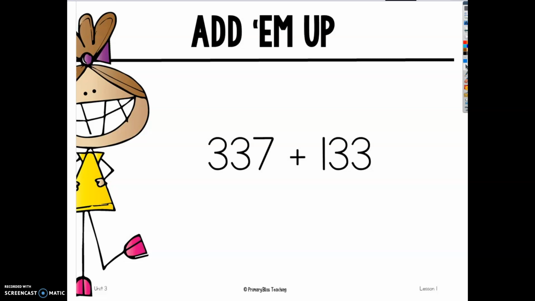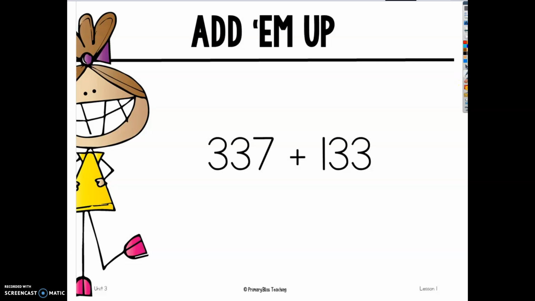And today, on your whiteboard, I want you to see what different ways you can come up with an answer for 337 plus 133. Think about what strategies we've used in the past, making tens, using partial sums. So get that whiteboard marker and eraser handy. Pause this video right here, work it out a couple ways, and we'll come back and talk.